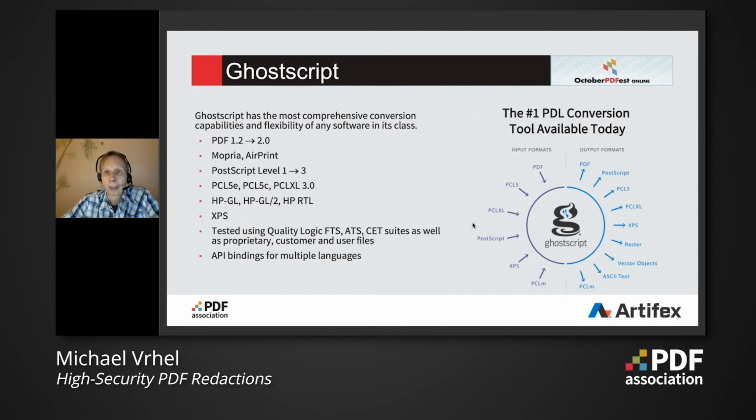Ghostscript, I really do believe, is the number one PDL conversion tool out there. It handles all the levels of PDF and PCL, HPGL, and PostScript. It does high-level conversions between PDF to PostScript, PostScript to PCL, PCL to XPS, and XPS to PDF, and it maintains the high-level vector content in those conversions.